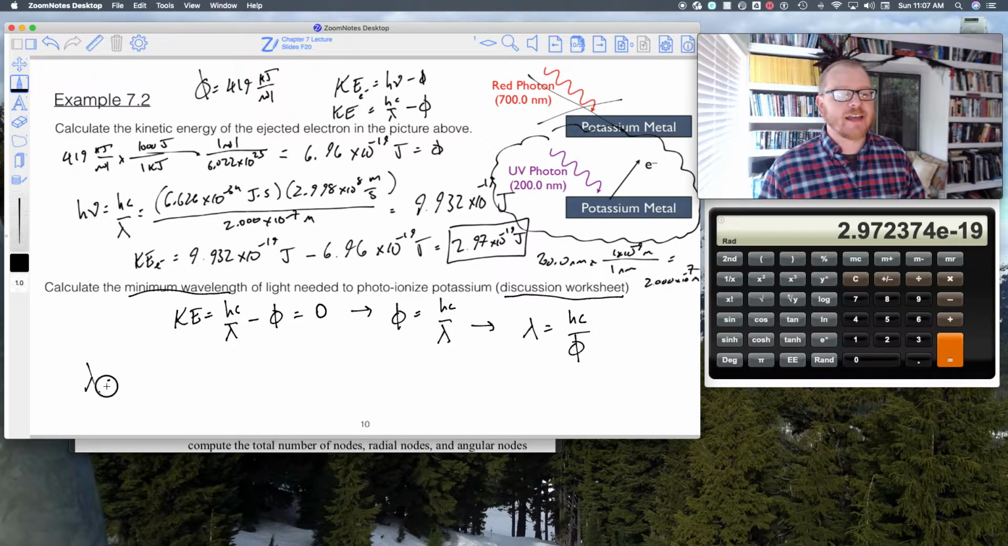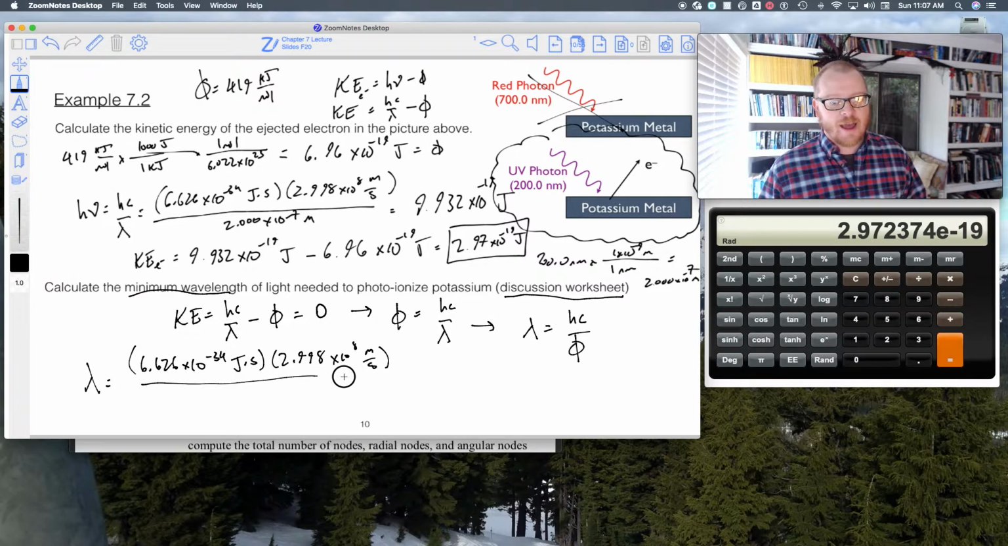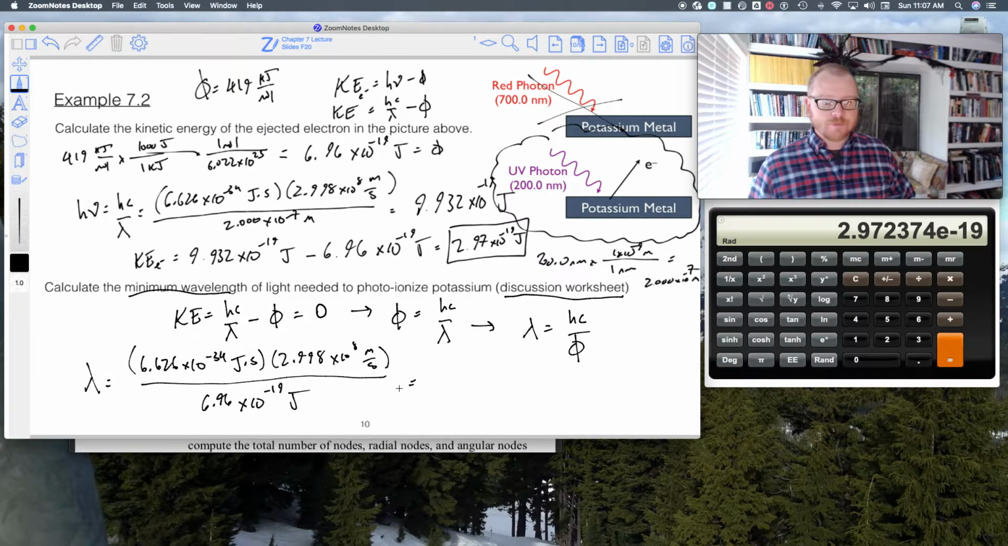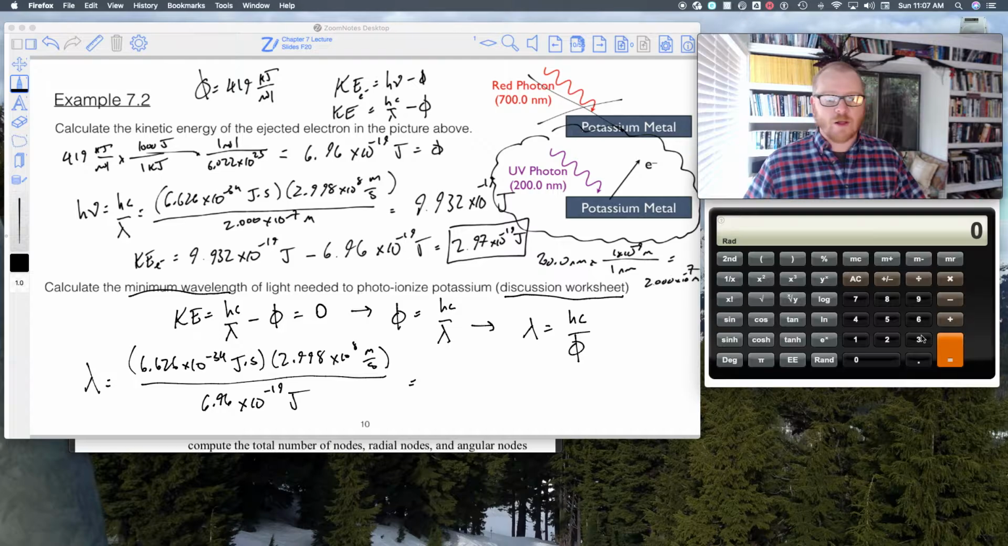So now I can say that the minimum wavelength I need is going to be 6.626 times 10 to the minus 34 joule seconds times 2.998 times 10 to the 8 meters per second. And then I have to use my singular value of phi, which was 6.96 times 10 to the minus 19 joules. Okay, so let's see when we do all of that.